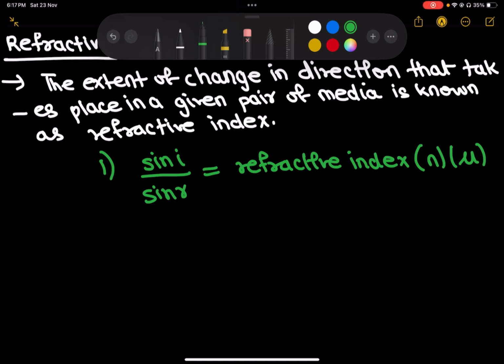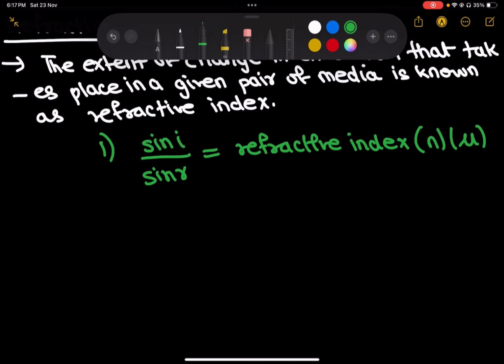Now, moving on to the second formula. This refractive index can also be connected to the velocity of light. I'll not go much deep. I'll just directly give you the formula. Otherwise, it will confuse you.